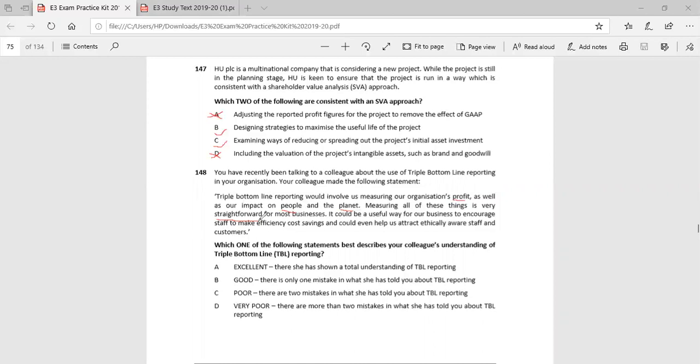Profit, the calculation is quite objective and it can be straightforward, but the impact on people, is it so straightforward? Can we understand? That is an overstatement. It is subjective, don't you think so? So for that reason, it is right, but it is not so straightforward. Triple bottom line reporting is not so simple and straightforward. Therefore, we can quote it as B.